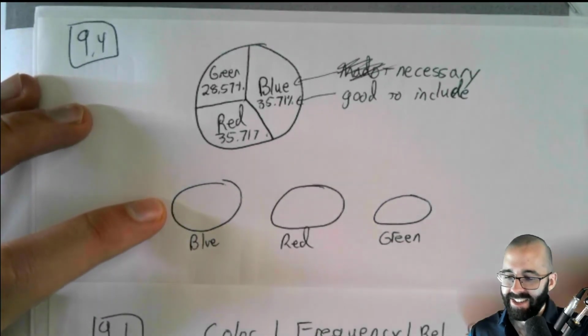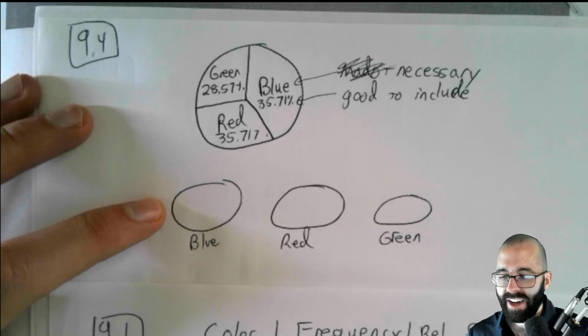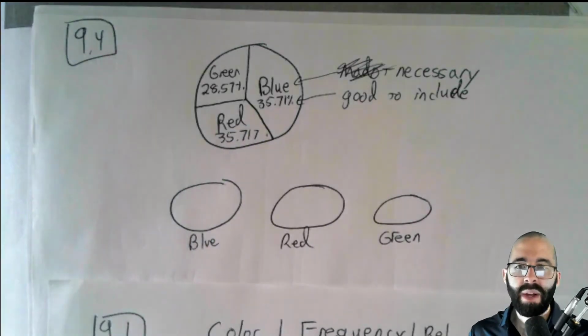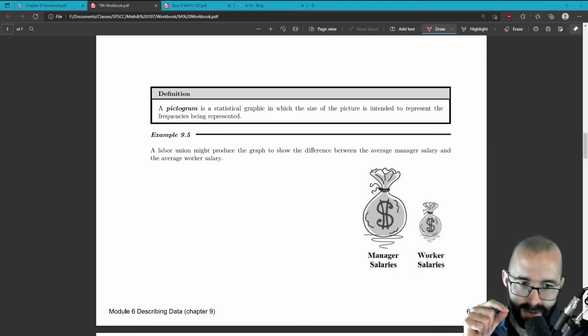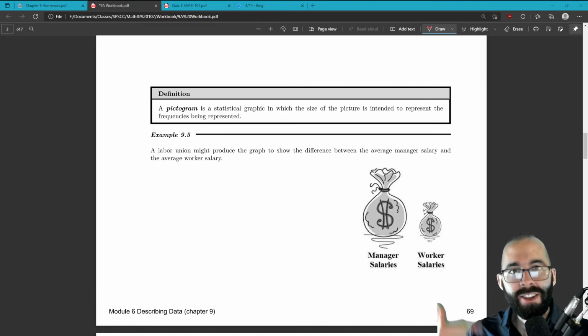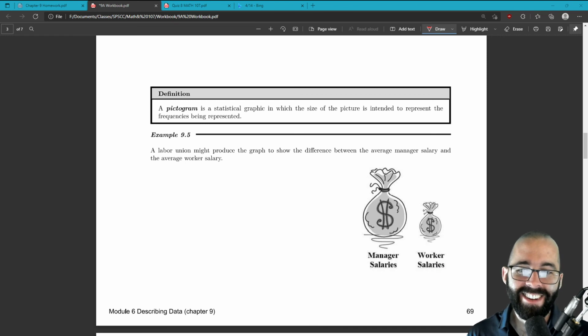All right, so you won't see these very often, but that is what a pictogram is. If you ever see something like that, you can say, Jason, who cannot spell, said that was a pictogram, and you'll remember this. Maybe. All right. Good luck.